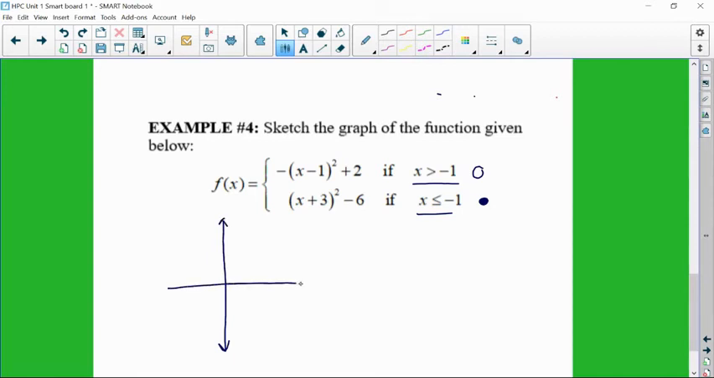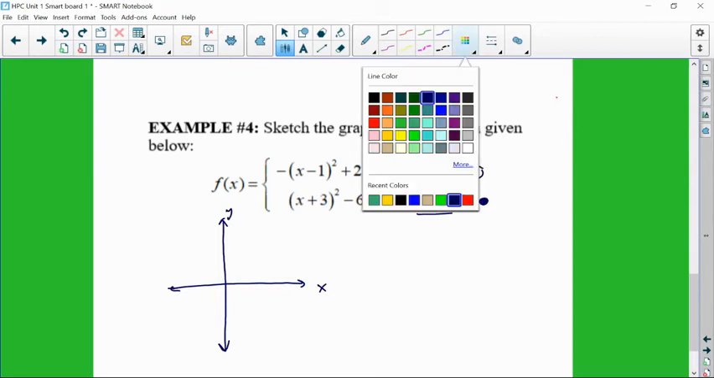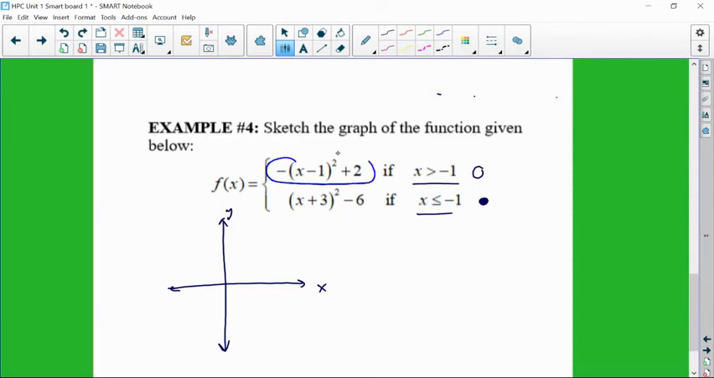And does that fall within the restricted domain of the definition? For example, the vertex here of this first one, and maybe we'll go with this brighter blue. For this first one, the vertex is (1, 2). So clearly, when x is 1, that's greater than negative 1. So (1, 2) would be the vertex of this particular parabola.